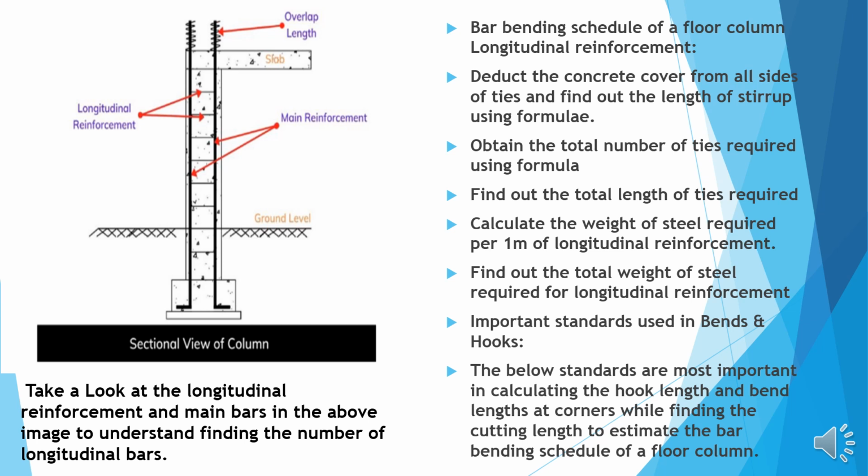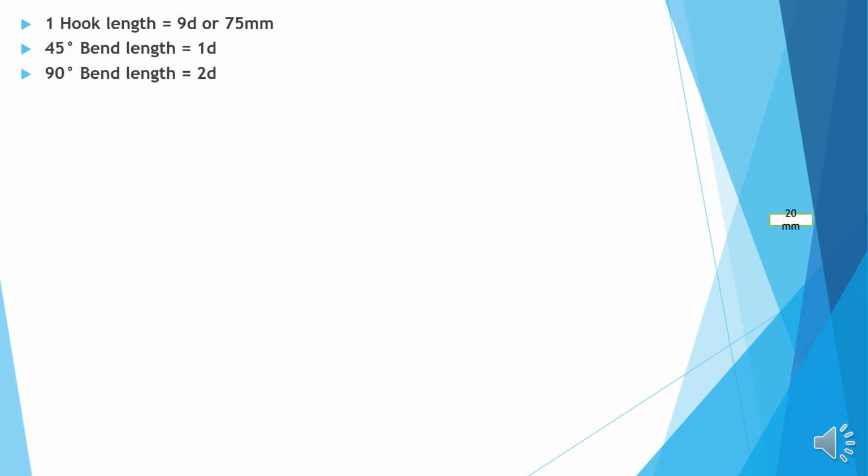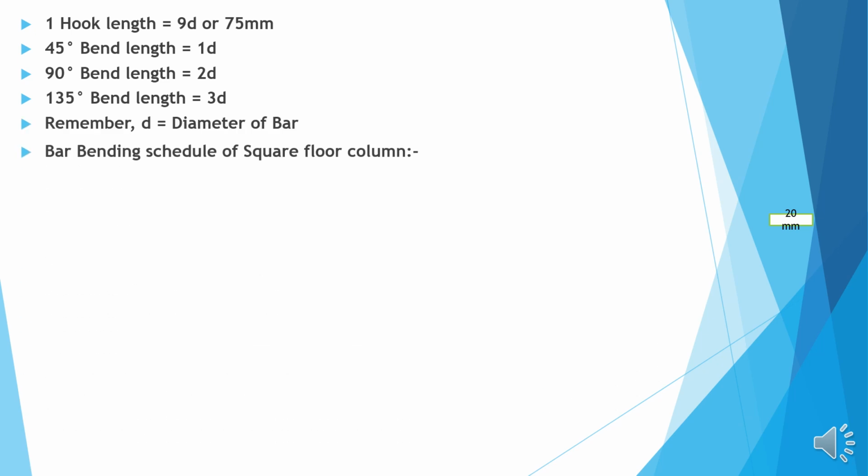Important standards used in bends and hooks. The below standards are most important in calculating the hook length, bend length and corners while finding out the cutting length to estimate the bar bending schedule. One hook length is equal to 9 D or 75 millimeter. 45-degree bend length is equal to 1 D. 90-degree bend length is equal to 2 D. 135-degree bend length is equal to 3 D. Here D is equal to the diameter of the bar.